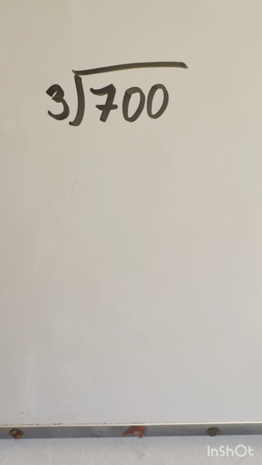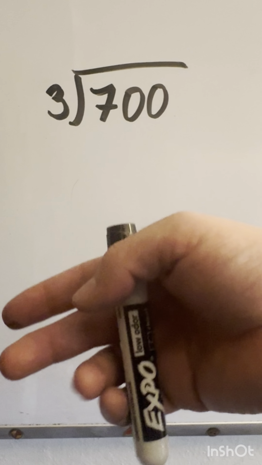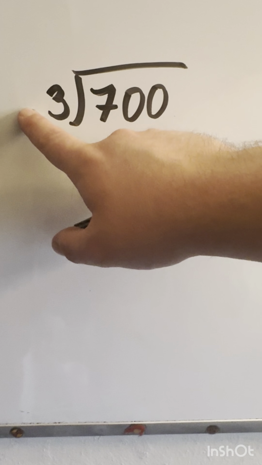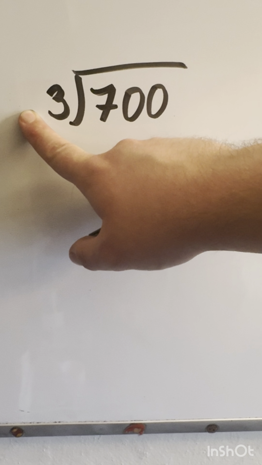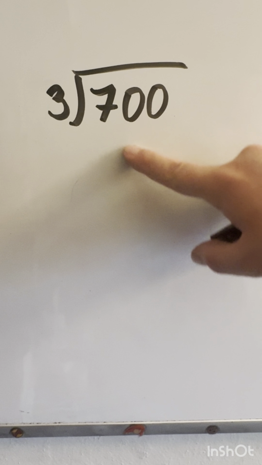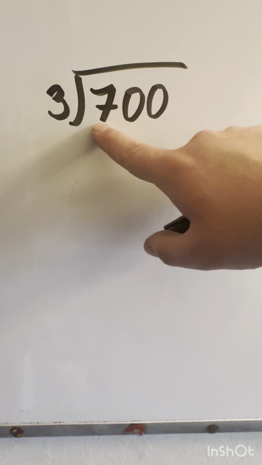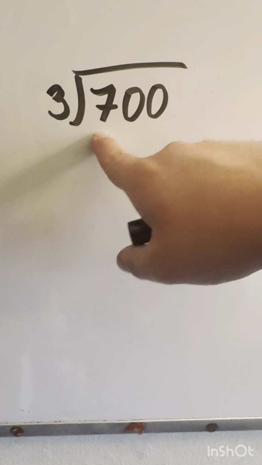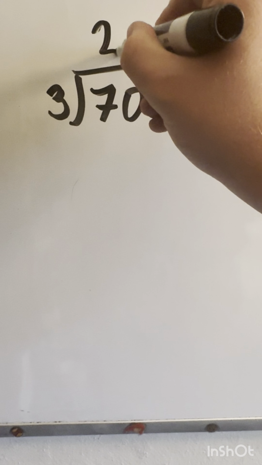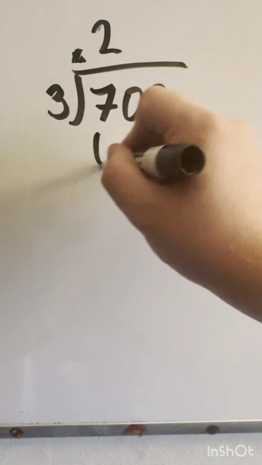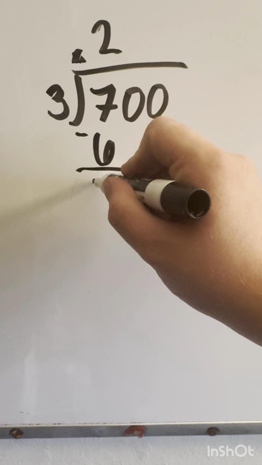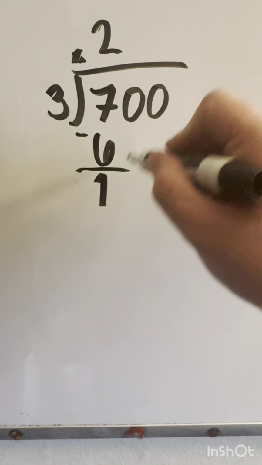Okay. We've done this before. We know that we just take the single digit, the number here, and see how many times it goes into each digit. And we can do this because 7 is larger than 3. So 3 goes into 7 2 times. 2 times 3 is 6. 7 minus 6 is 1.